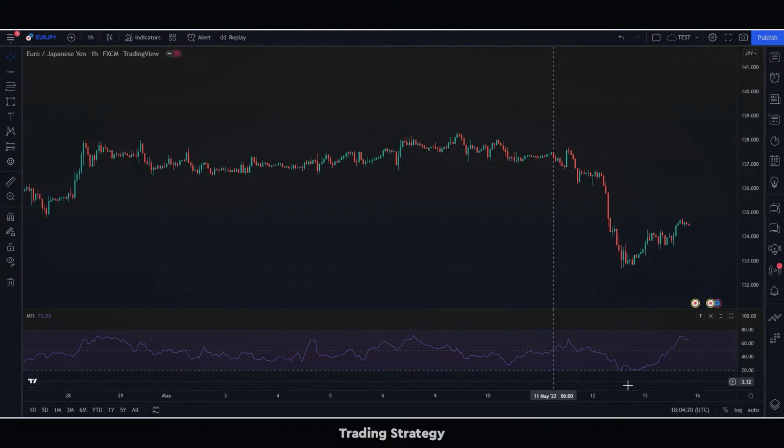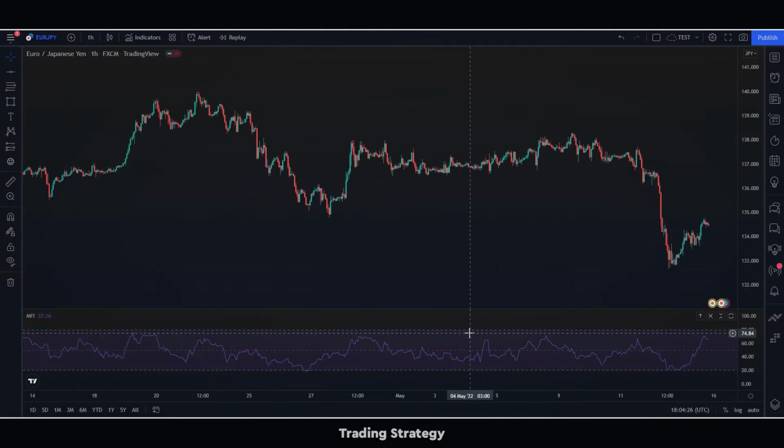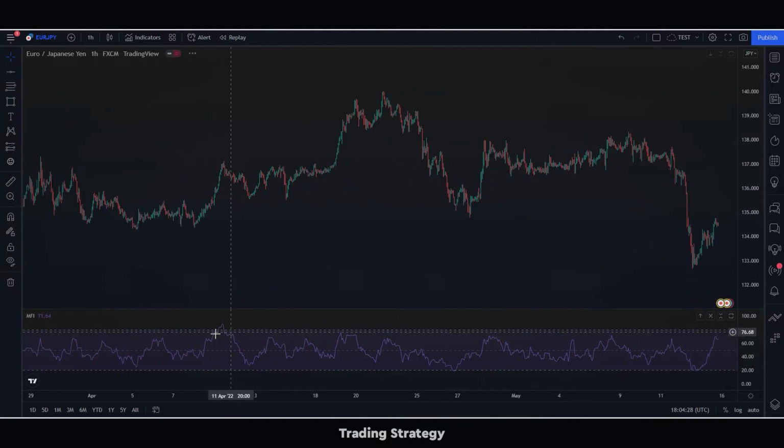Its interpretation is the same as the RSI, with the only difference being that the MFI considers the volume. Like the RSI, you have to consider the divergences between the MFI and the price. If the price spikes higher and the MFI spikes lower, the market is likely to go down, and if the price spikes lower and the MFI spikes higher, the market is likely to go higher.